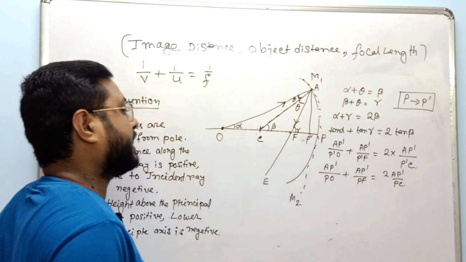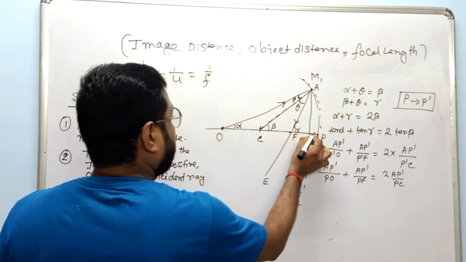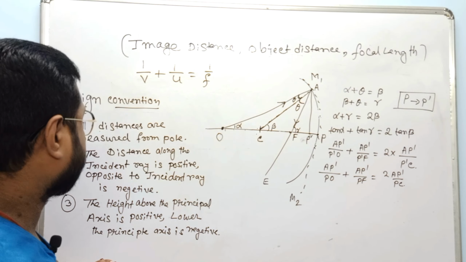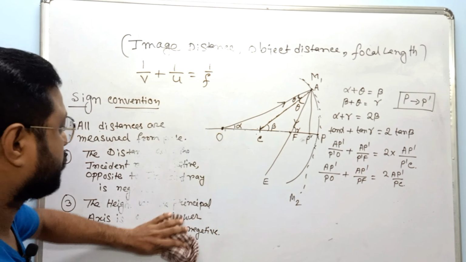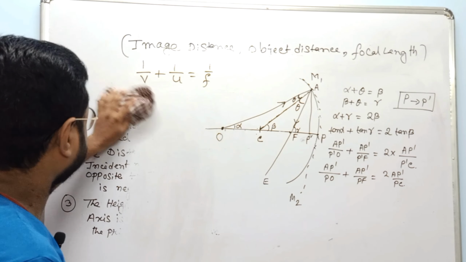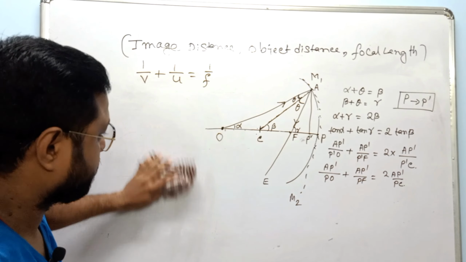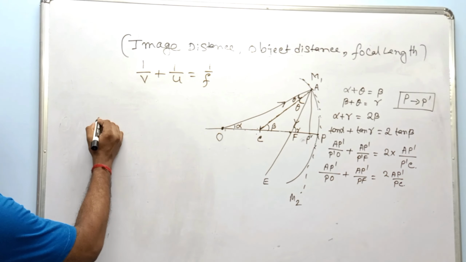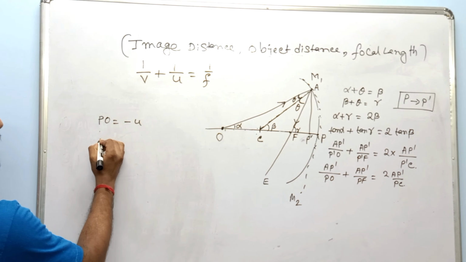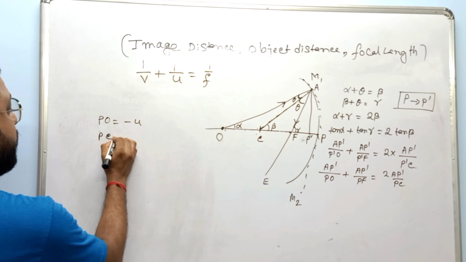Now, according to sign convention, all the distances are measured from the pole, so OP or PO equal to minus U. According to sign convention, we can write that PO equal to minus U, PC equal to minus R.